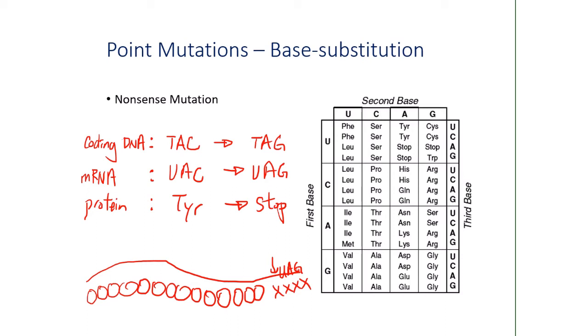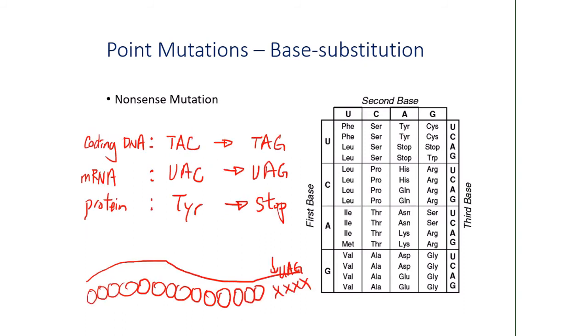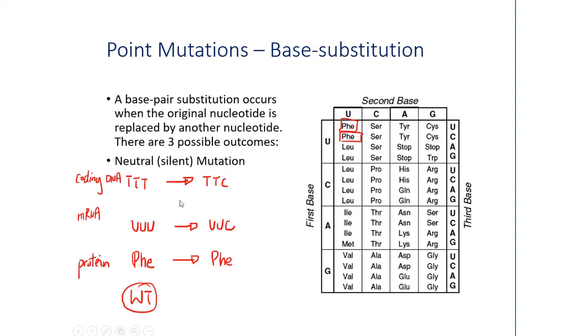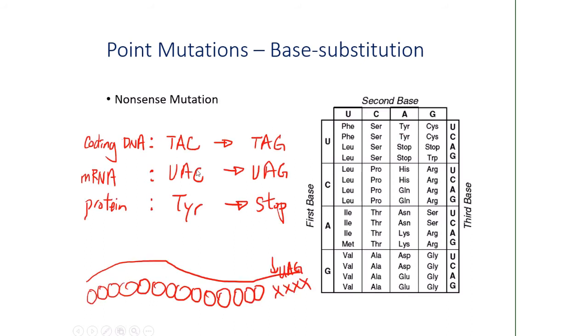So to summarize, it's not that nonsense is worse than missense, or vice versa. It all depends on where it happens. The location at which the mutation occurs is going to be important. Just to recap, neutral means the mutated codon codes for the same amino acid as the original. Missense means the mutated codon will code for a different amino acid from the original. And finally, nonsense means the mutated codon is a stop codon, and it causes protein synthesis to terminate prematurely, creating a shortened protein, or a truncated protein, as it's called.